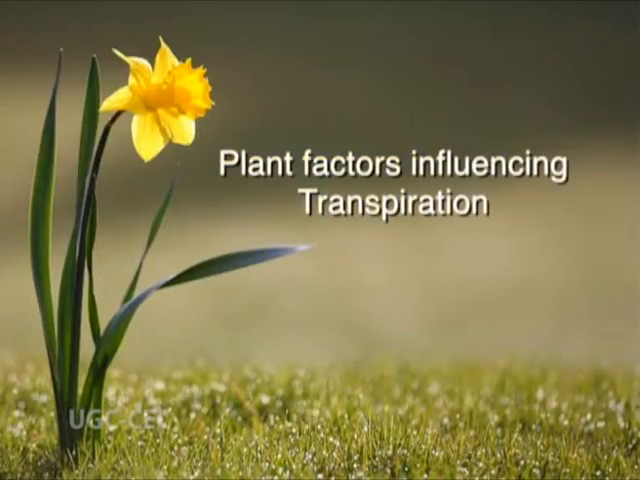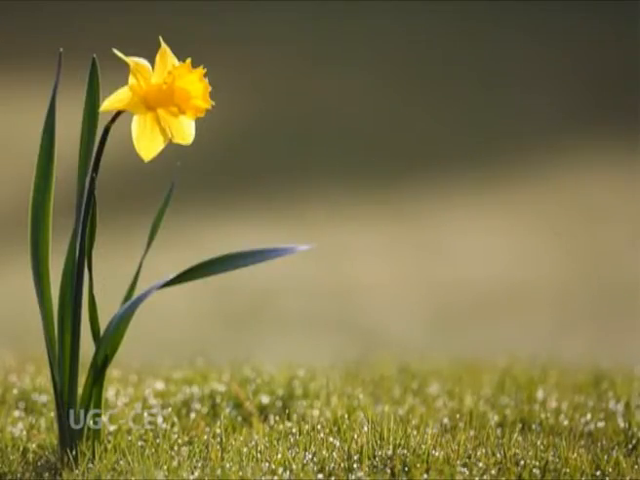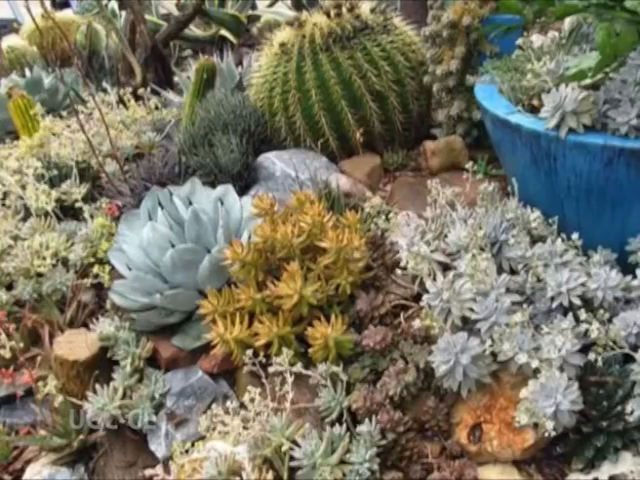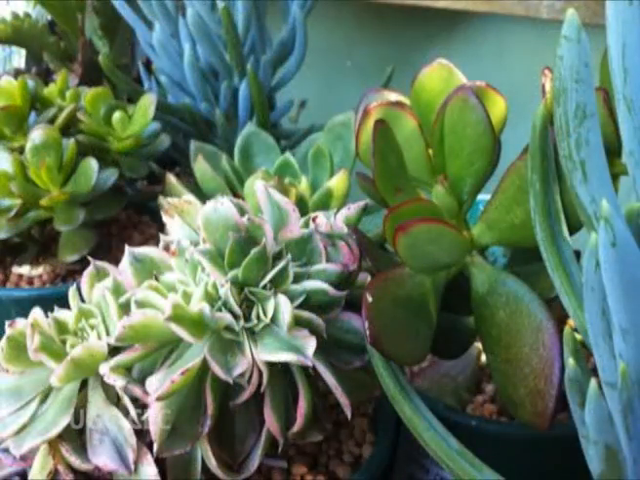Plant factors influencing transpiration. Type of plant. Plants transpire water at different rates. Some plants which grow in arid regions, such as cacti and succulents, conserve precious water by transpiring less water than other plants.